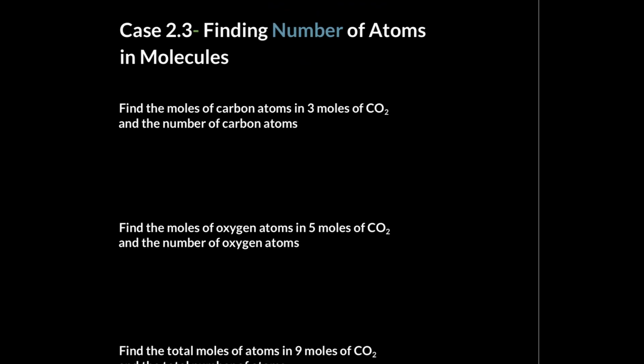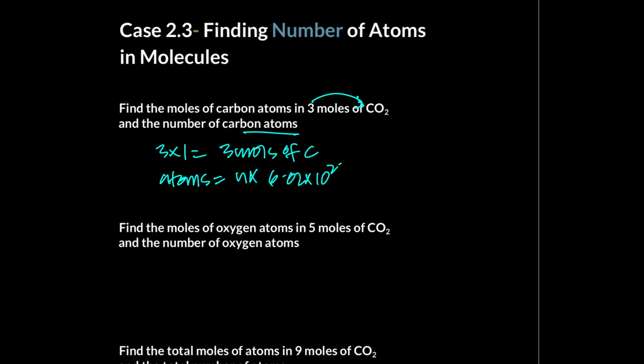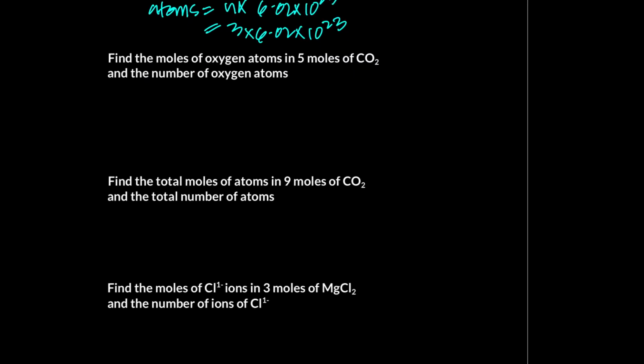Find the moles of carbon dioxide in 3 moles of CO2 and then find the number of carbon atoms. Carbon atoms निकालने हैं, साफ सी बात है. 3 times 1, you have 3 moles of C and now you have to find the atoms. तो atoms कैसे निकाले? Atoms equal mole times this number. This pathetic little number. 3 times 6.02. Whatever the answer is. Nobody cares.